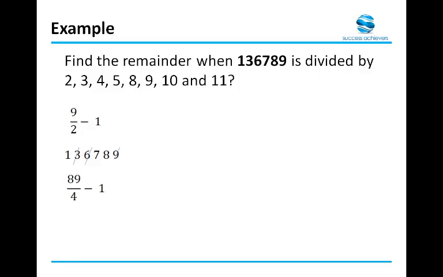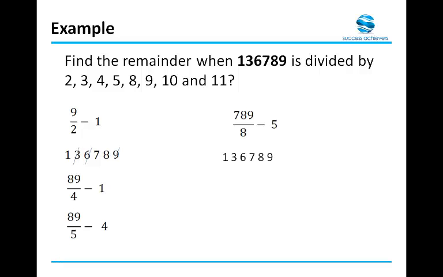Next, divide by 4. So just divide the last two digits, which is 89. 89 divided by 4, the remainder is 1. For 5, just divide 9 by 5, last digit. So if I divide 9 by 5, the remainder is 4, correct? For 8, divide the last three digits, 789, by 8. 8 9s are 72. 29 minus 24. The remainder is 5.